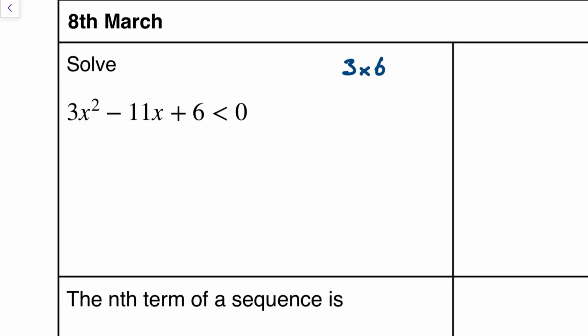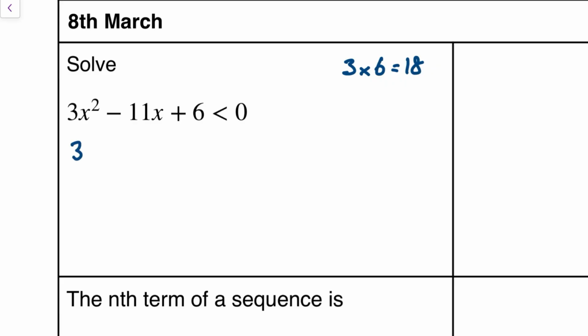So the algorithm method tells me that 3 times 6 is equal to 18. And then I'm thinking of two numbers that multiply to make 18 and add to make minus 11. Well, they're both going to have to be negative, aren't they? So it's going to be minus 9 and minus 2. Actually, I wasn't going to finish this, but let's finish it this way.